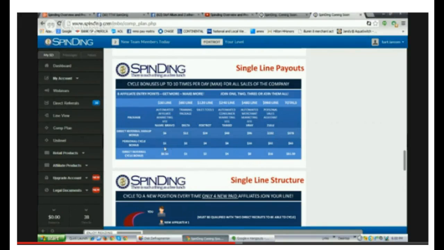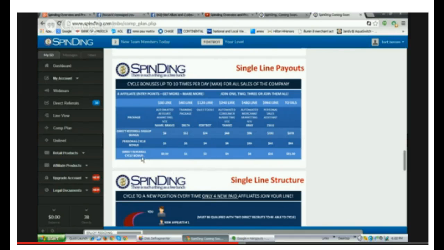Your cycle on whatever level you are is this next line, which is $1 per cycle. All right, 10 per day. $1 on the Bravo, $2 on the Delta, $4 for the Foxtrot. Now, if you're in Foxtrot, that means you also have Delta and you also have Bravo. So you're also making the 1, the 2, and the 4 on your cycles.